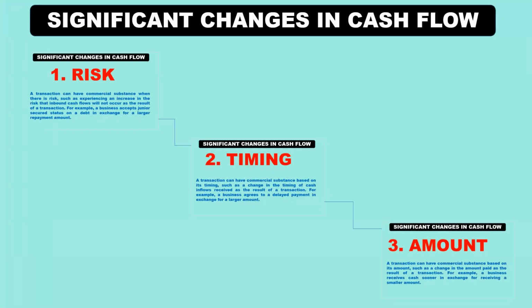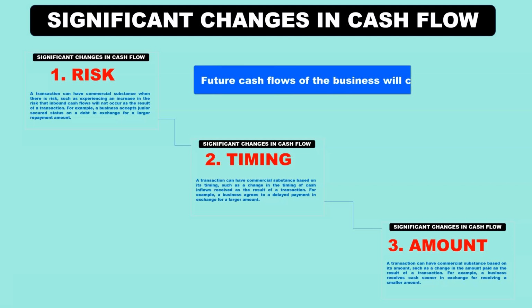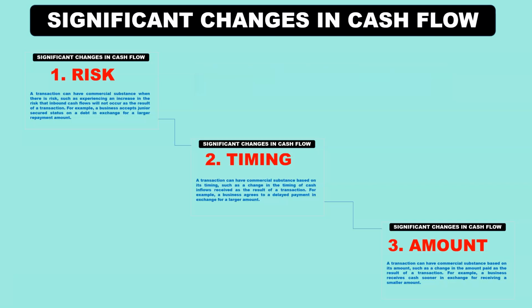Our next topic is significant changes in cash flow. A business transaction is said to have commercial substance when it is expected that the future cash flows of a business will change as a result of the transaction. A change in cash flows is considered to be significant when there is a significant change in any one of the following, not including tax considerations. Number 1, risk. Number 2, timing. Number 3, amount. Let us discuss these one by one.